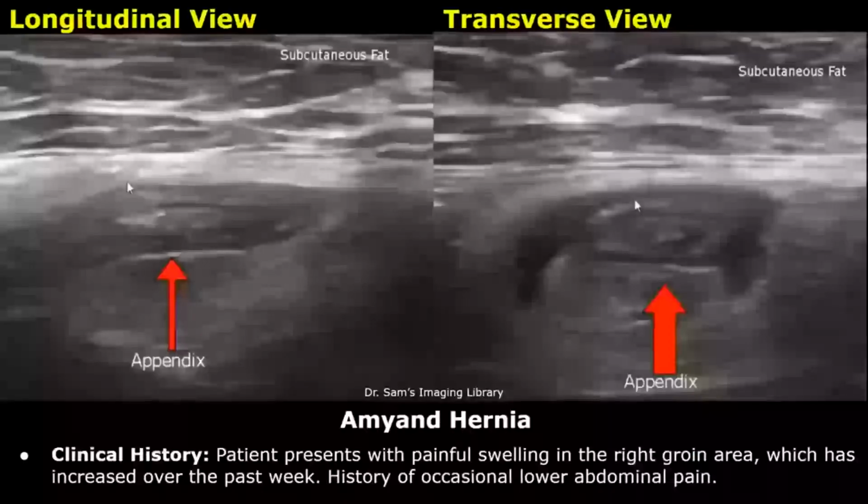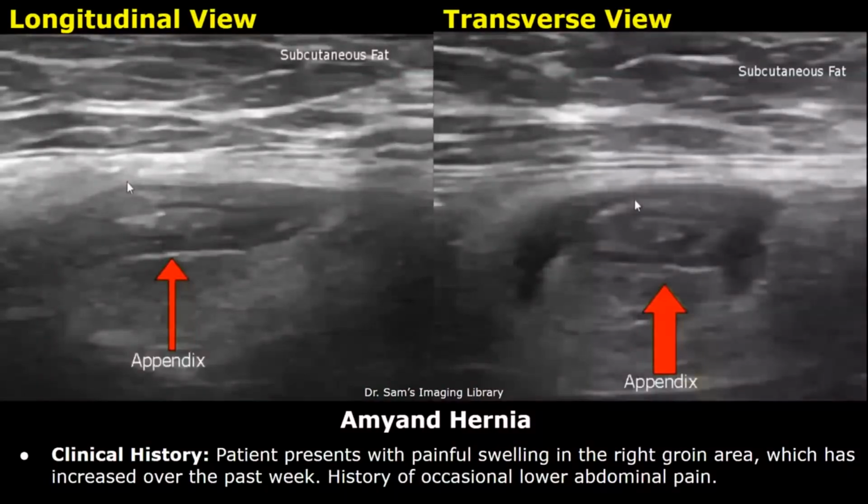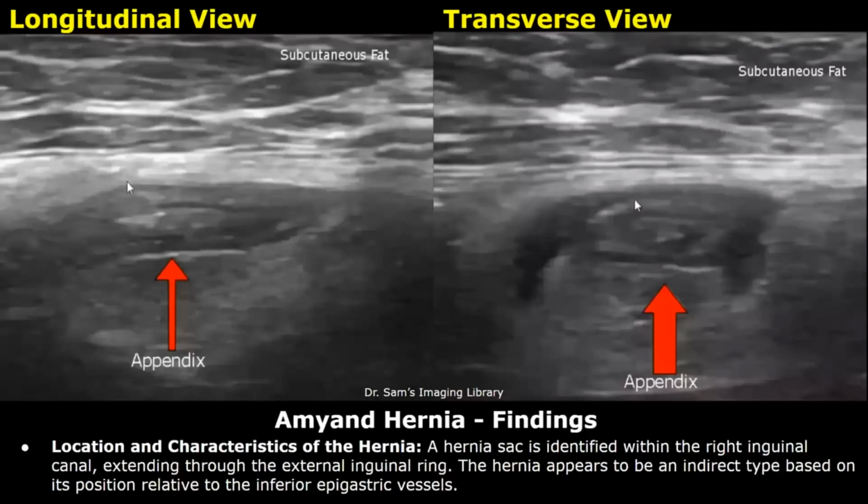Now we have a report of Amyand's hernia. Clinical history. Patient presents with painful swelling in the right groin area, which has increased over the past week. History of occasional lower abdominal pain. Now we have the findings. Location and characteristics of the hernia.